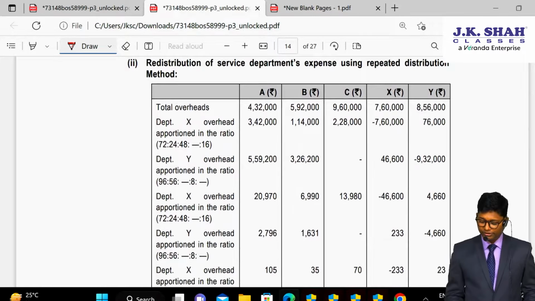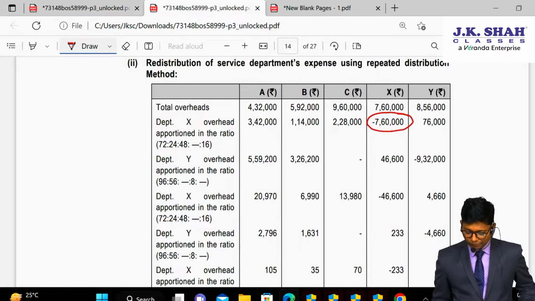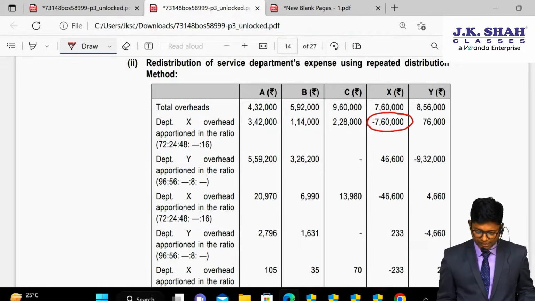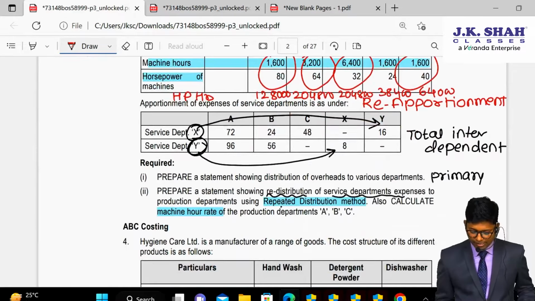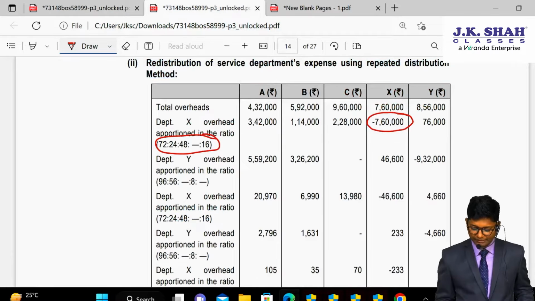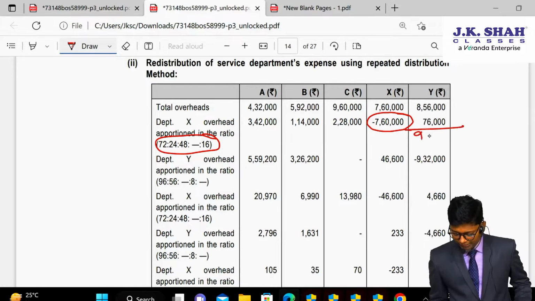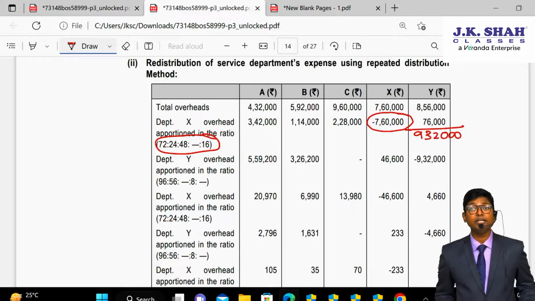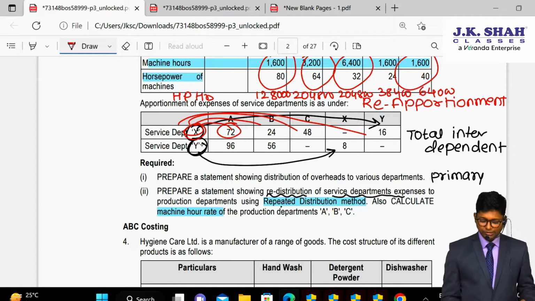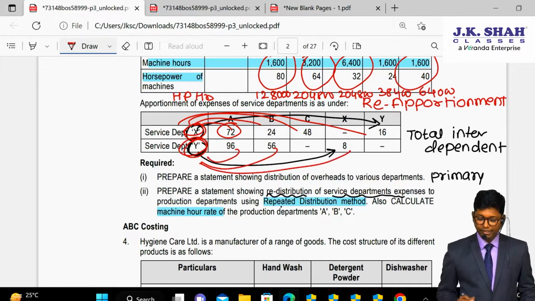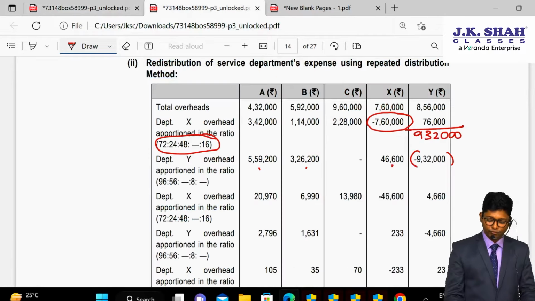the same calculation. See, the very first 7,60,000 they have bifurcated in 4 parts, and for that purpose they have used one ratio, and this ratio is given in the question. See, reapportionment ratio. X department cost is to be divided in the ratio of 72 is to 24 is to 48 is to 16, and the same ratio has been used. Then Y department, they took the total, that is 9,32,000, and this 9,32,000 they again divide, because the question says this Y department's overhead is to be divided in 3 parts. So the same percentage they have applied for calculation.